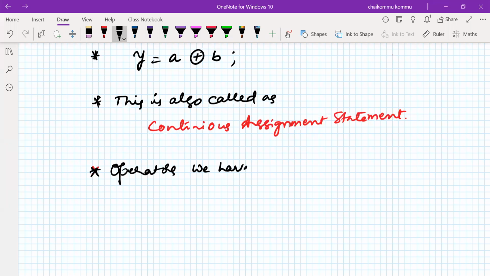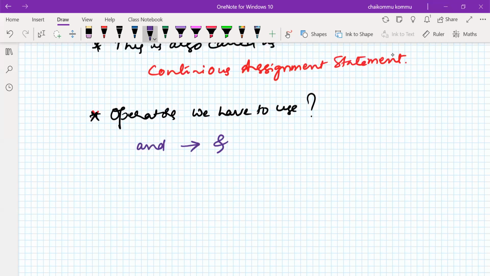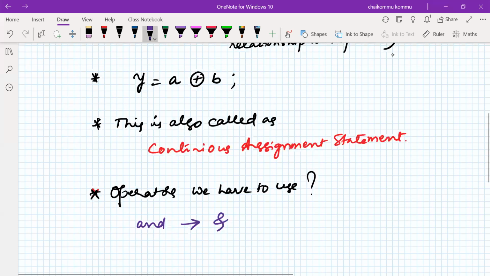What are the operators? The first one is for logical purposes. For an AND gate, for example, we have to use the AND symbol. Okay, this is the operator that we have to use. Whatever operator we use, this is a Boolean operator.